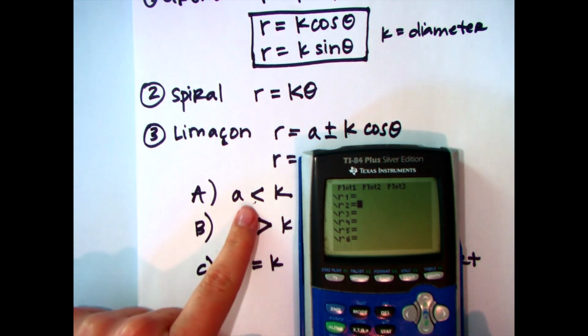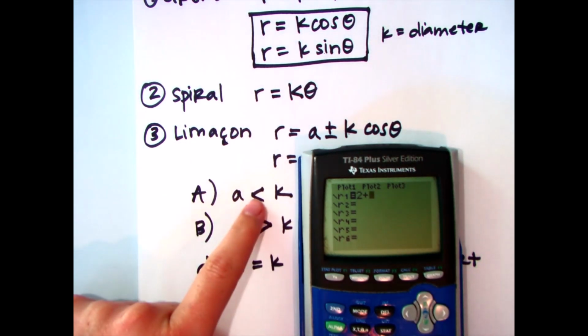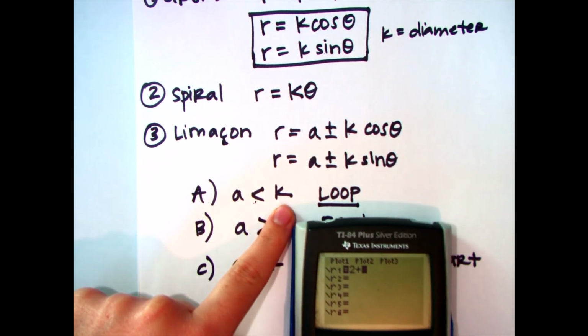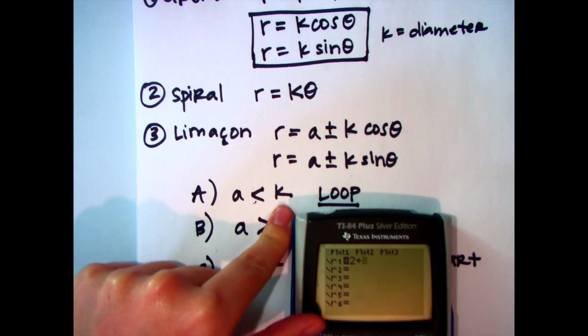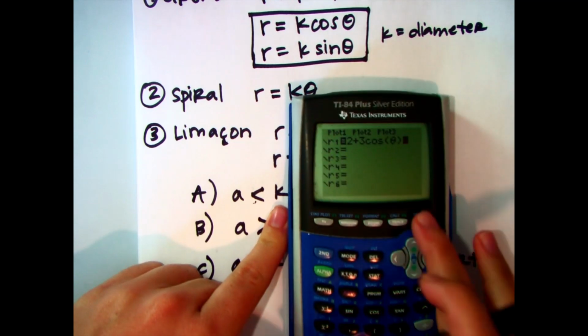So first scenario is when a is less than k. So I'm just going to pick a couple values. So let's say 2 plus, so I want a to be less than k. So k should be bigger to produce a loop. So let's look and see what a loop looks like first. So what about 3 cosine of theta, right? So let's see what happens.